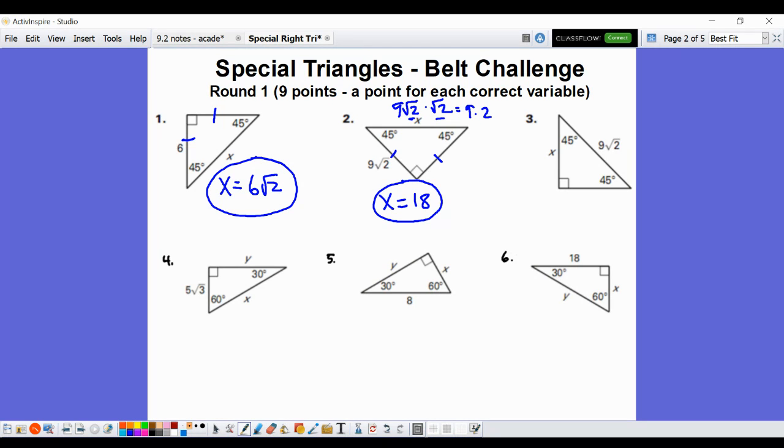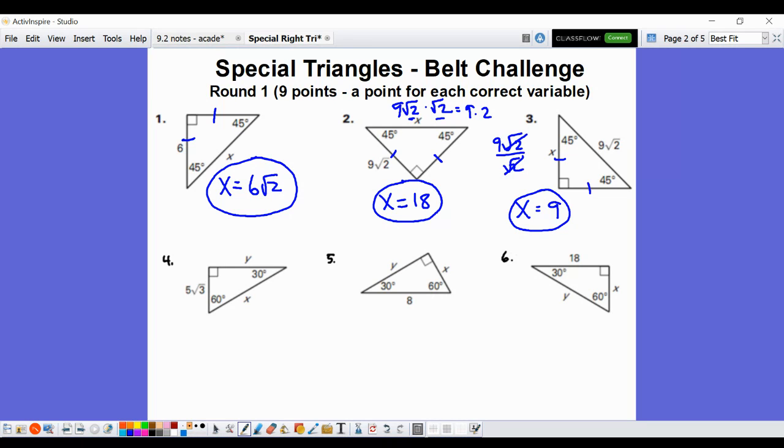Number 3, we have a 45, 45, 90. So here are my legs at x and x. My hypotenuse is 9 roots of 2. So to go backwards, you take the hypotenuse, 9 roots of 2, and you divide by square root of 2. Those square roots of 2 conveniently cancel out. Final answer, x is equal to 9.